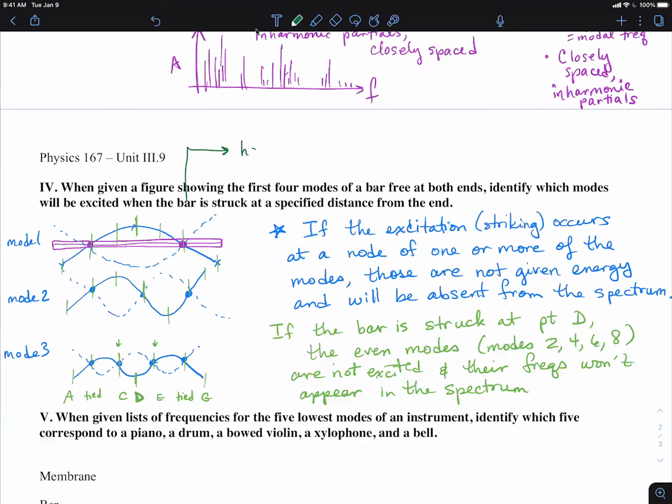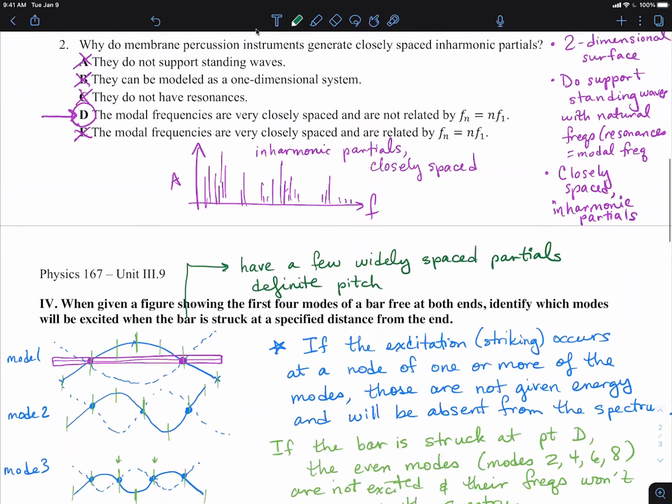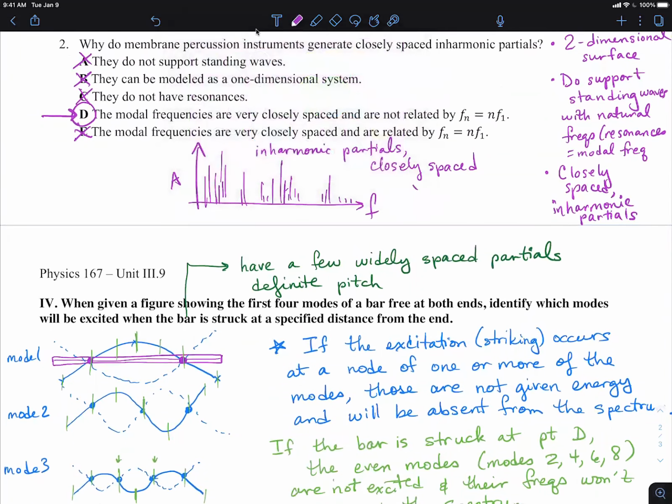They will have a few widely spaced partials. They're not harmonic because of the thickness of the bar. Undercutting is used to try to make them a little bit more closely to being harmonic. But they do have a tone or a definite pitch. Whereas these inharmonic partials for the membrane that are closely spaced result in an indefinite pitch.